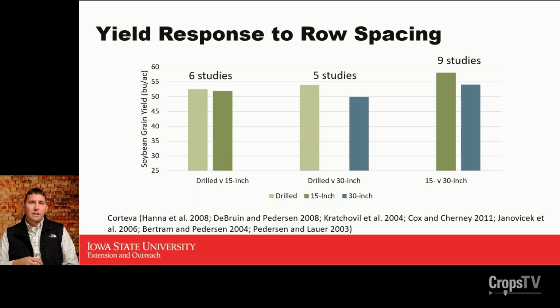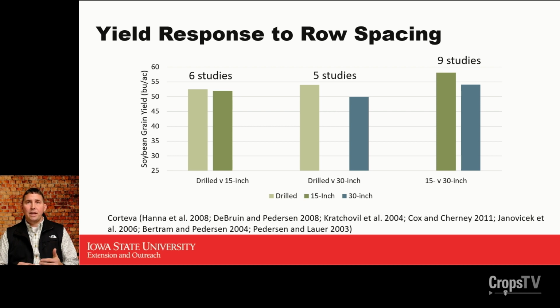So that's from some farmer responses and some farmer surveys. This is some data that was compiled by Corteva, and I did include the citations there to give you some year context, but then also illustrating some of the areas where this data was collected from. And so from this data set, what we see is that the drilled versus 15, so again, both considered narrow rows, there were 6 studies and really no yield difference. However, there in the center and the right-hand side, the drilled and the 15-inch versus 30, both of those had a positive yield response, right?